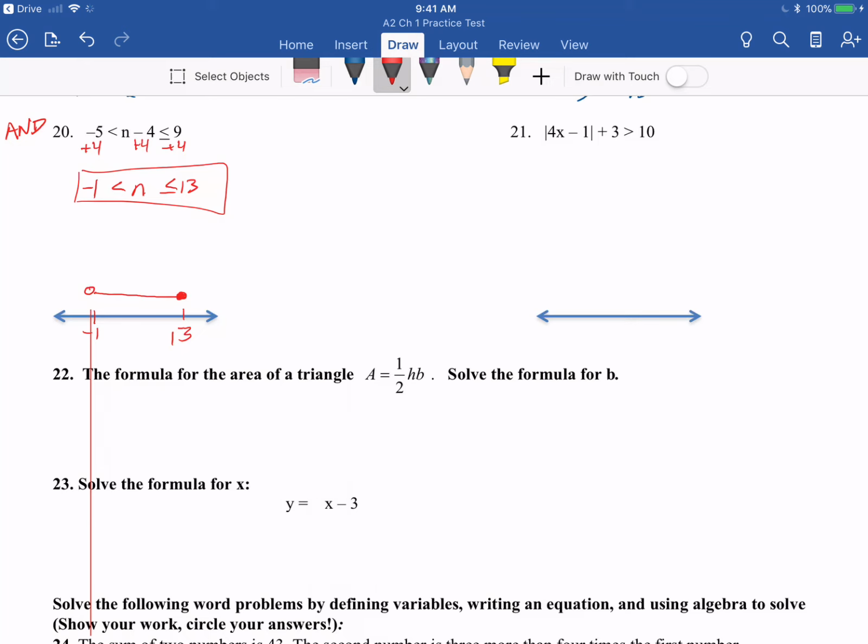The last one is section 1.7, which is absolute value inequalities and absolute value equations. Remember here, I got to get the absolute value all by itself first. So I add 3, I add 3. So now I have the absolute value of 4x minus 1 is greater than 13. But now you have to be sure that you break these into 2 equations. So my first equation is exactly what it looks like without the absolute value. 4x minus 1 is greater than 13. My second equation doesn't change anything in the absolute value. 4x minus 1 is now less than negative 13.